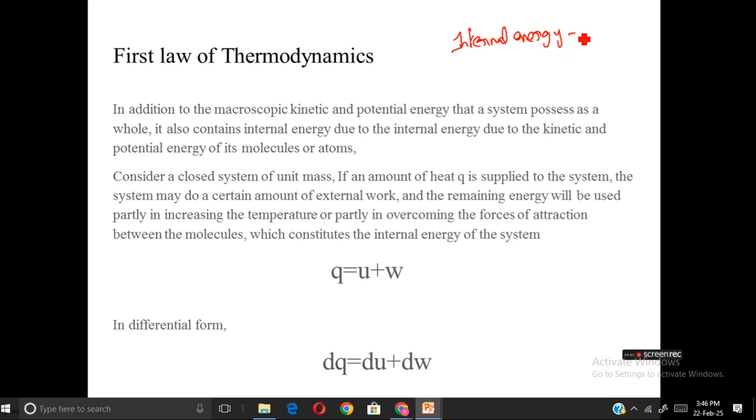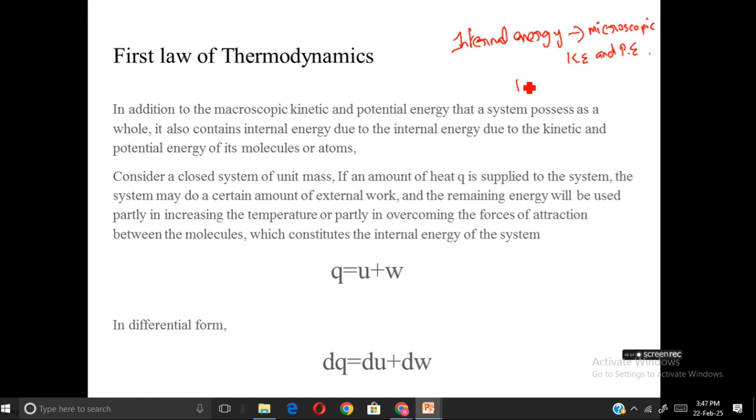So if a system is at rest, it will have a potential energy. If it is moving, it will have a kinetic energy. So the system will also possess, in addition to the macroscopic kinetic and potential energy, an internal energy, which is due to the microscopic kinetic energy and potential energy of the molecules and atoms which the system is composed of.